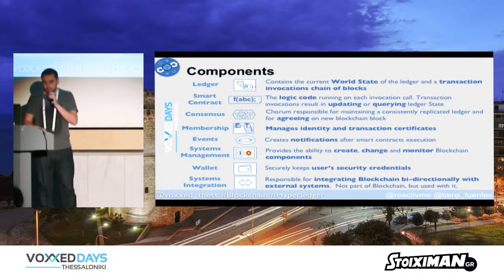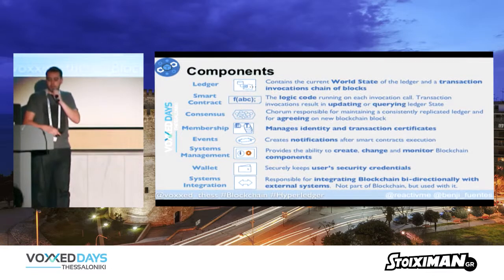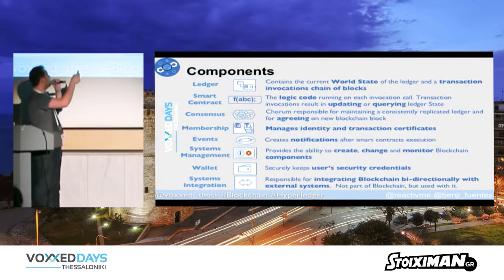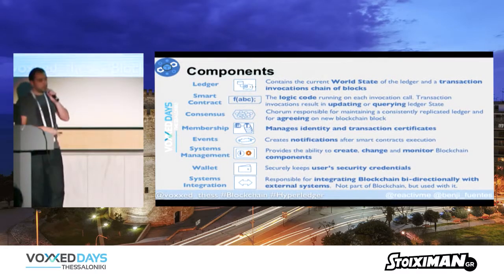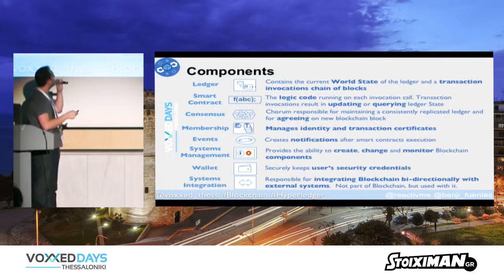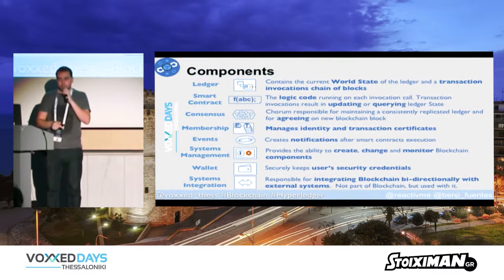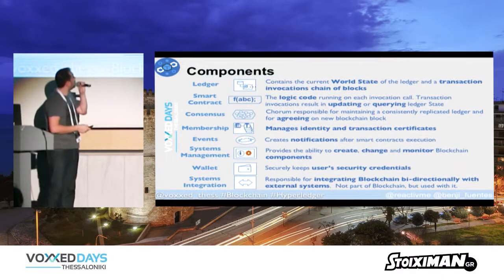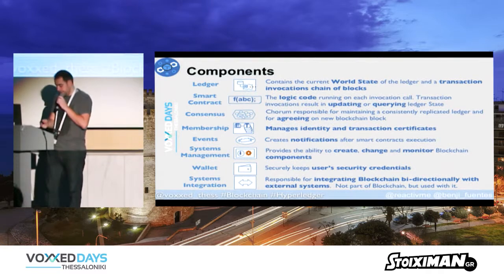You have the membership services. That is the one that is responsible for managing the identities and the transaction certificates. So here you have two different kinds of certificates in Fabric. One is called enrollment, and one is called transaction. With this one, it means that if you sign a transaction with this unique one, anyone can know who signed this transaction. But you can derive other certificates from the primary one, and these are totally anonymous to the others. So you can have, like, anonymity.